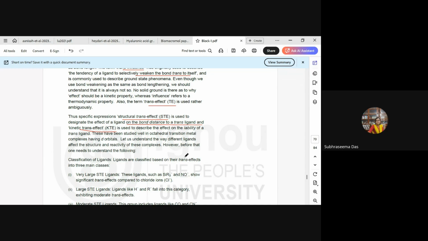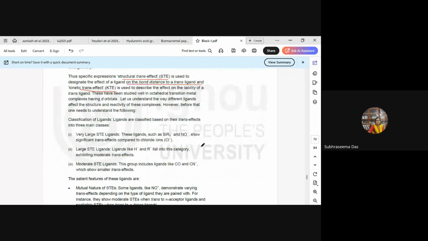So let us understand the way different ligands affect the structure and reactivity of these complexes. However, we should first look into the classification of ligands, and particularly octahedral complexes, as they are more common, so their behavior is mostly classified on the nature of the ligands that form an octahedral complex. So first is classification of ligands. Ligands are classified based on their trans effects into three main classes.